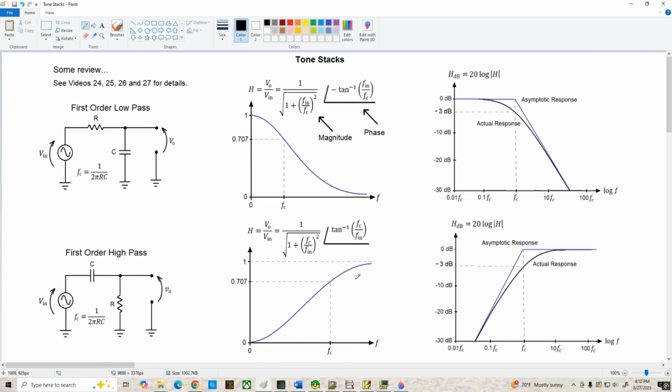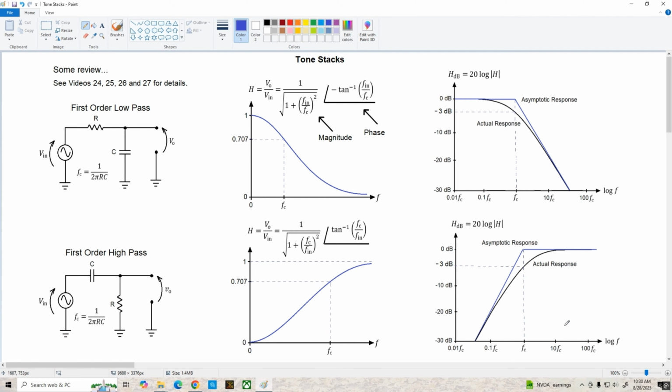Looking at the graph of the magnitude of the response, we see at 0 Hertz or DC the response is 0. The capacitor is essentially blocking DC. And as frequency goes up, the response approaches 1. At the corner frequency, again, the response is 0.707. And as usual, when we're looking at filter response curves, we prefer to use decibels versus the log of frequency, as we have shown over here on the right.